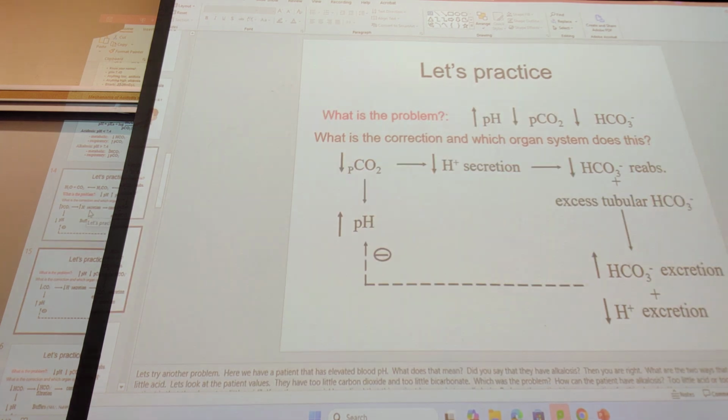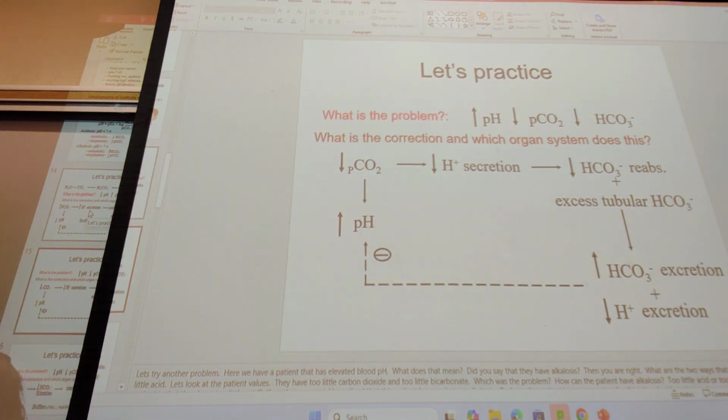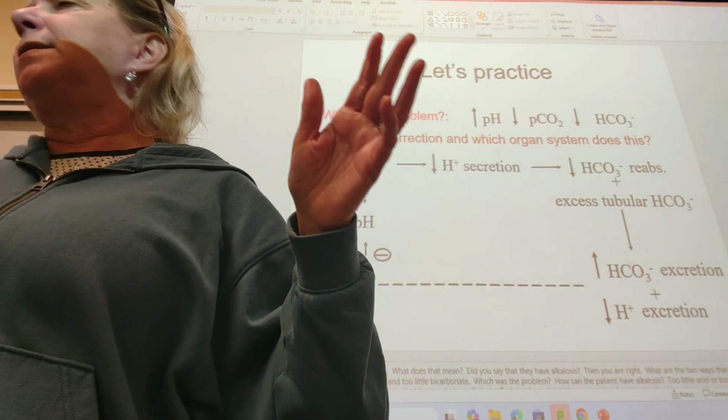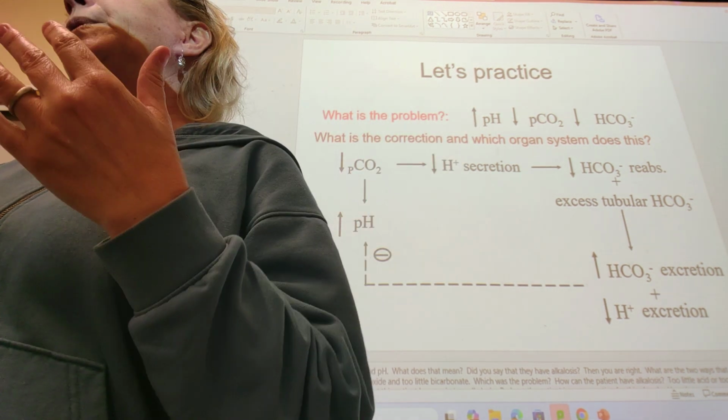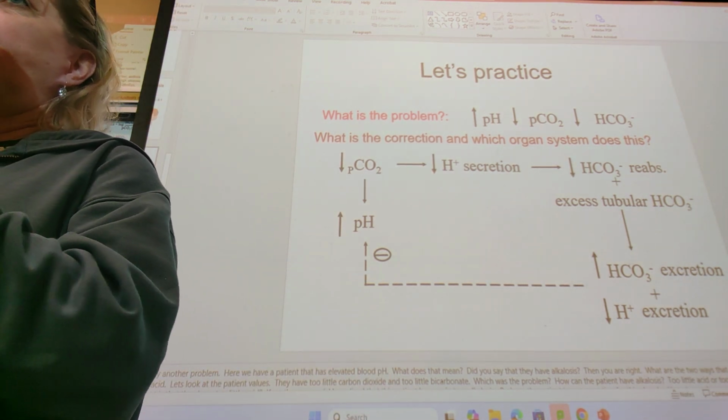What about number 2? How do you know it's alkalosis? High pH. I mean, start with the basics. That doesn't fail you. Talk yourself through it. You'll get faster, but make yourself say the words in your head.